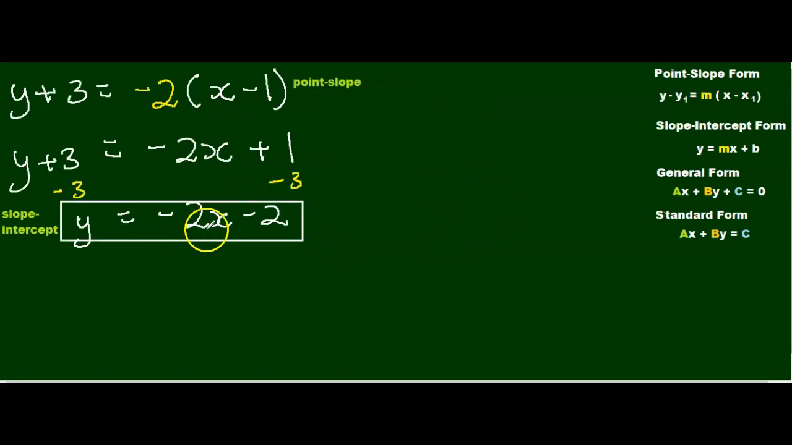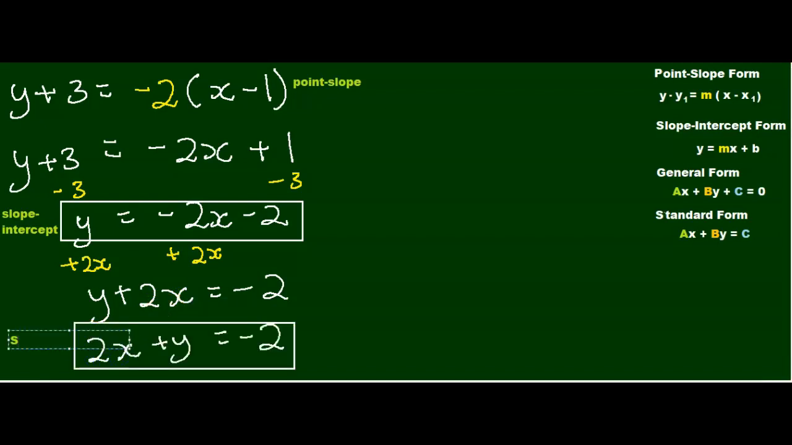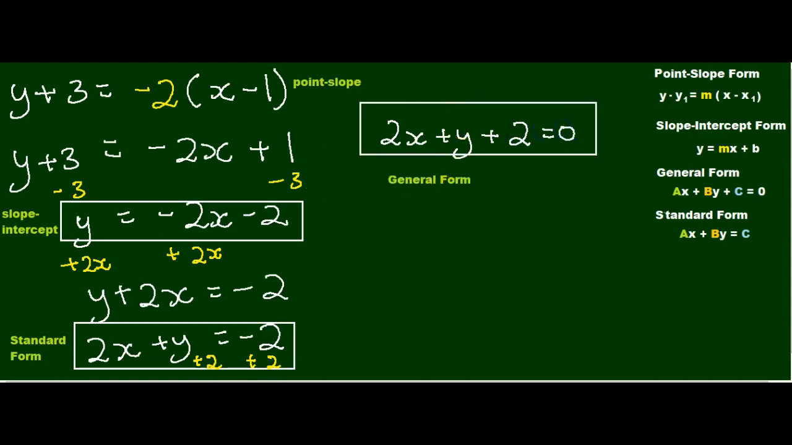Now let's bring our x term over to the left side. So we're going to add 2x on both sides, giving y plus 2x equals negative 2. To change it to our standard form, we need to have the x in front of our y. This is our standard form. And if we want to change it to our general form, we have to bring our constant to the left side as well, which results in 2x plus y plus 2 equals 0. And this is our general form.